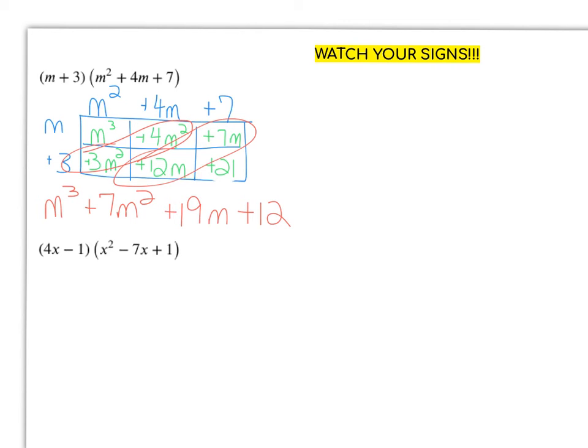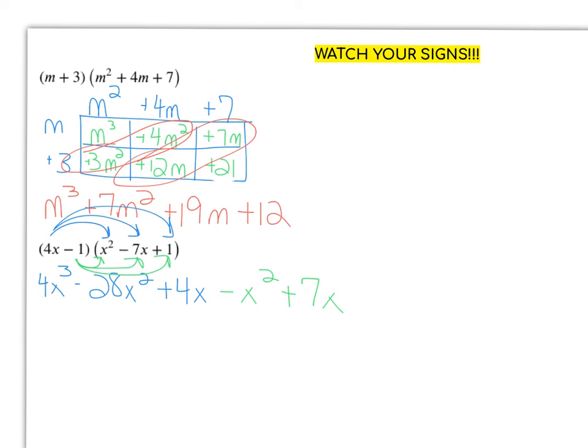All right, the next one I'm going to do with distributive property. 4x times x squared is, I'm sorry, that's not 4x squared. That's 4x cubed. 4x times negative 7x is negative 28x squared, and 4x times 1 is 4x. Then I'm going to distribute my negative 1. Negative 1 times x squared is minus x squared. Negative 1 times negative 7x is positive 7x. And negative 1 times positive 1 is negative 1. As you would expect, that negative 1 changed all the signs of that second polynomial.